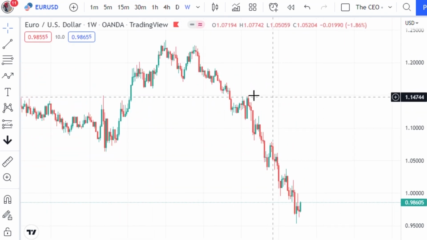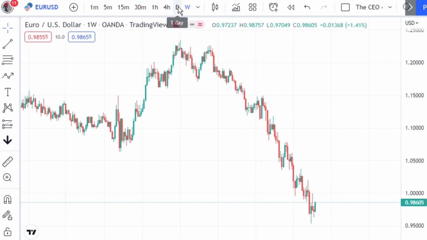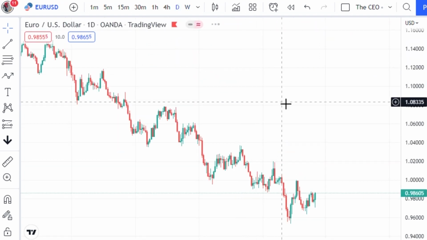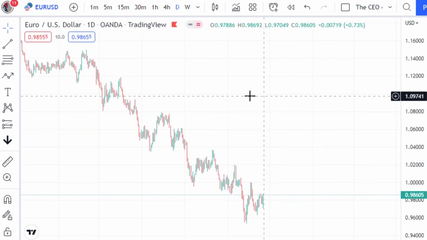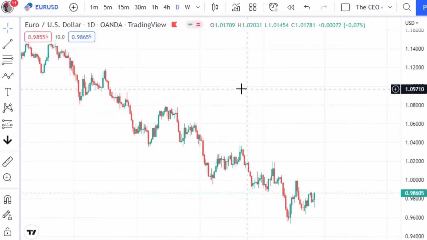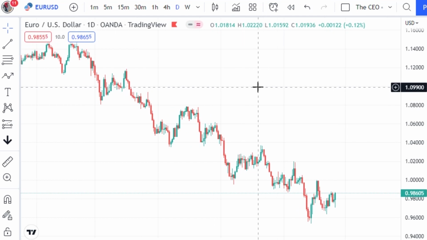Alright, so let's look into the market and find details of what's popping out. Remember what we use: we use trends, levels, and chart patterns. Alright, so let's find those.